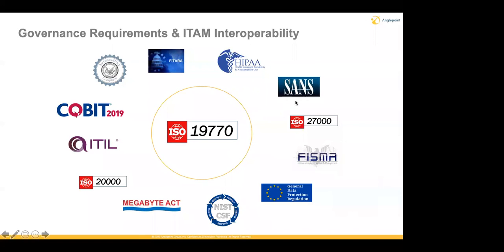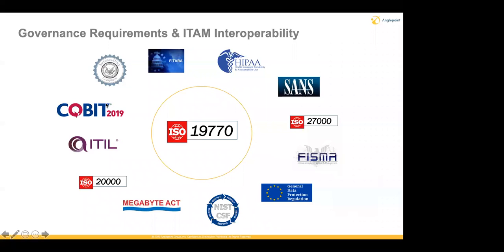Another example is SANS, which together with CIS, which is the Center for Internet Security, published what's called the 20 critical security controls. And a few of these controls talk about inventory of hardware and software, the ability to distinguish between authorized software and unauthorized software, and so on.